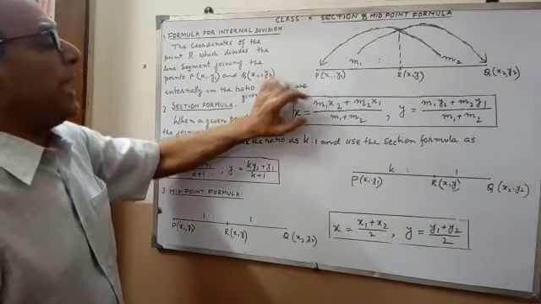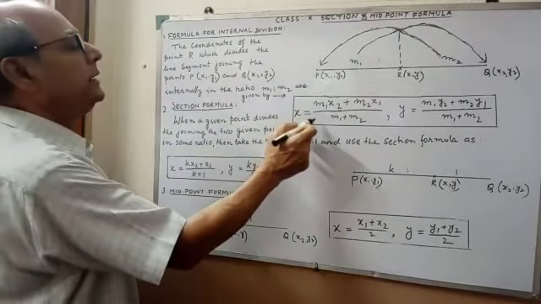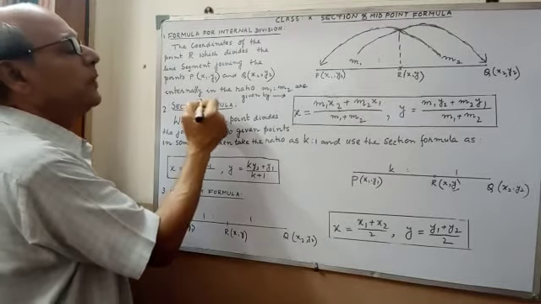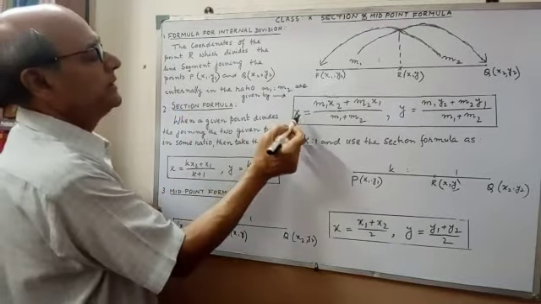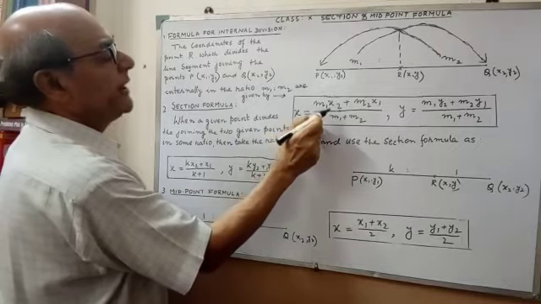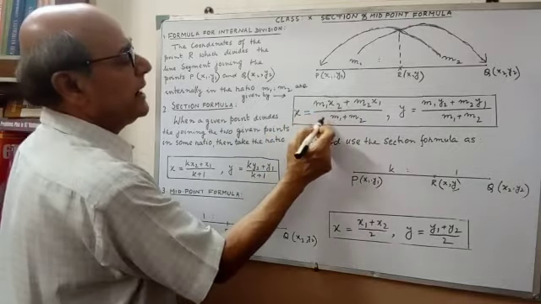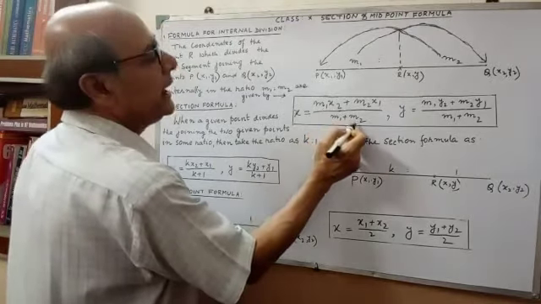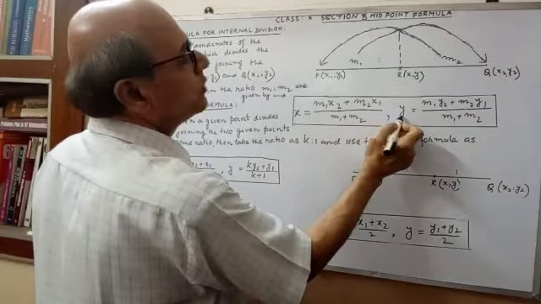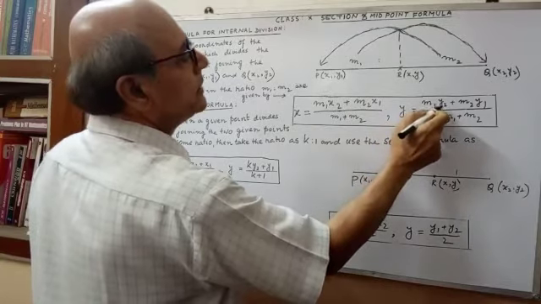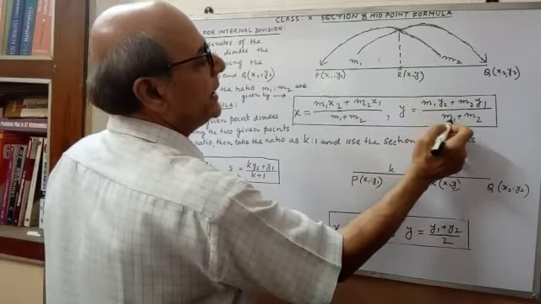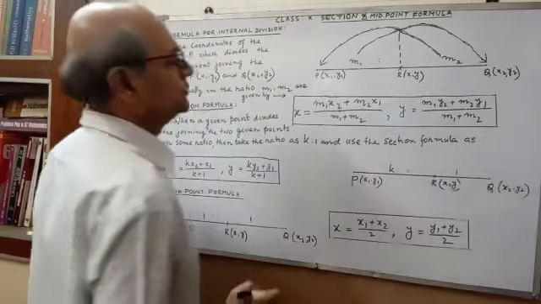Now, when you apply this formula, if you see this condition is satisfied in your problem, then you will apply x equal to (m1 x2 plus m2 x1) divided by (m1 plus m2), and y equal to (m1 y2 plus m2 y1) divided by (m1 plus m2).